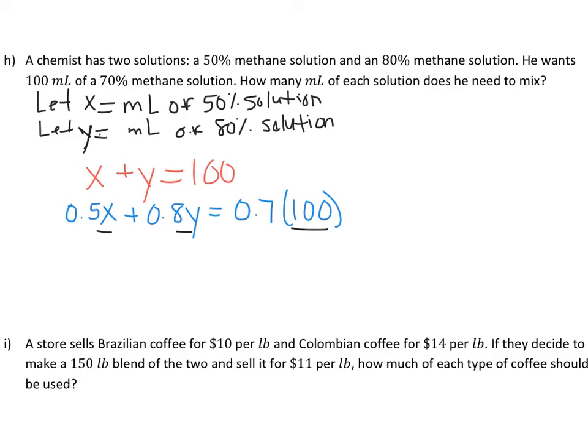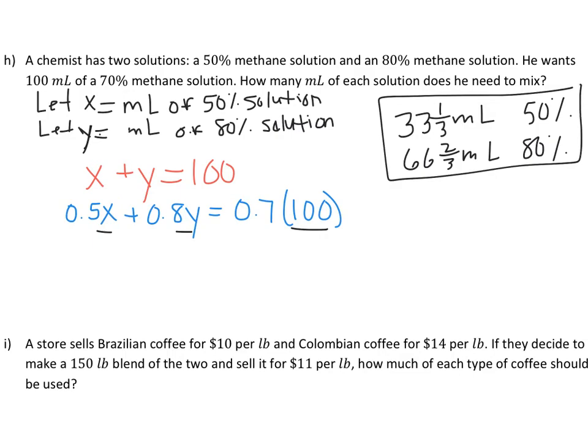So for this one, you should have gotten 33 1/3 milliliters of the 50% and 66 2/3 milliliters of the 80%. If you came close and did not get the correct answer, you probably rounded somewhere. Do not round. You have a graphing calculator. It will calculate everything for you. Keep them as impropers if you must, okay?